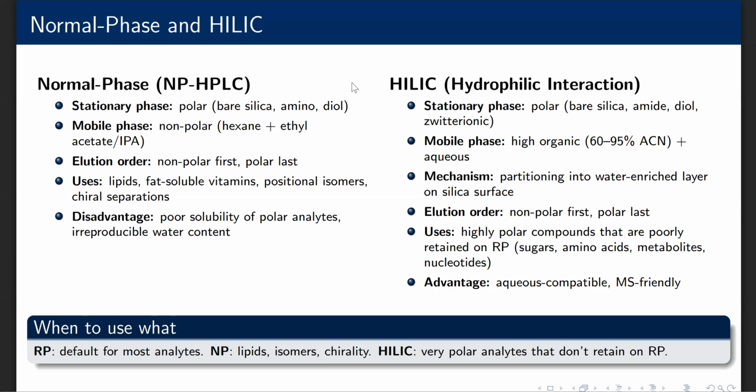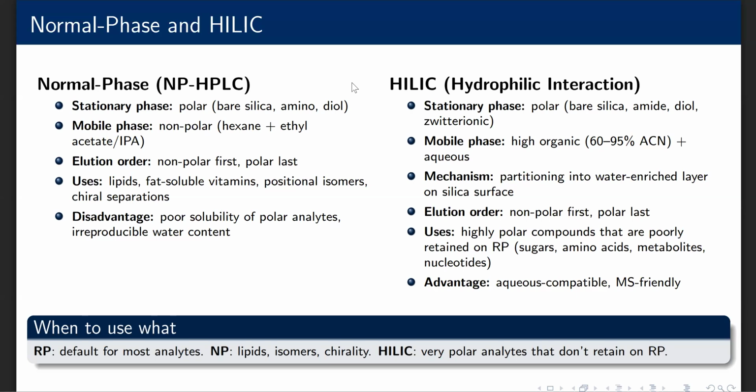HILIC, hydrophilic interaction chromatography, is a modern hybrid. It uses a polar stationary phase with a mostly organic mobile phase plus a small amount of aqueous buffer. The mechanism involves a water-enriched layer on the polar silica surface where analytes can partition into this layer. HILIC is increasingly popular for metabolomics and clinical chemistry because it handles very polar compounds like sugars, amino acids, and nucleotides that simply wash through the reversed phase column. It is also compatible with electrospray mass spectrometry because the high organic mobile phase promotes efficient ionization.